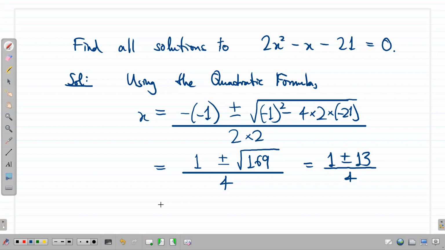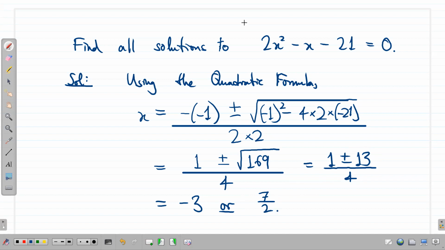So you're going to get two solutions here. If it's minus, you'll get 1 minus 13 is minus 12. Minus 12 divided by 4 gives you minus 3. Or the other possibility is it's plus. 1 plus 13 is 14. 14 divided by 4, that's the same as 7 divided by 2.